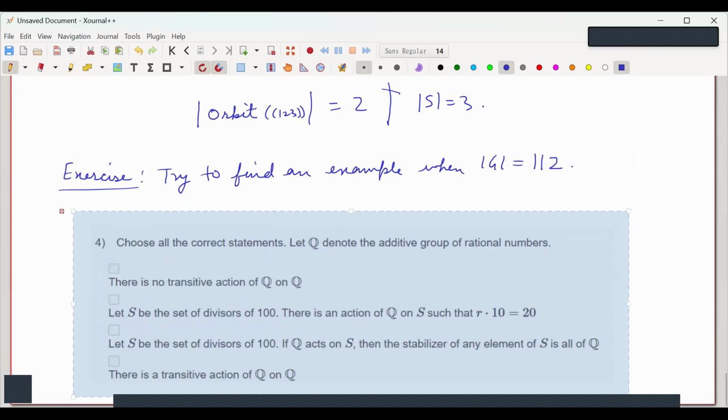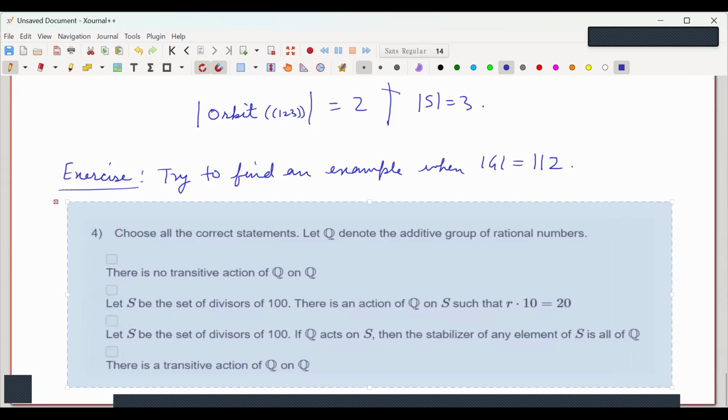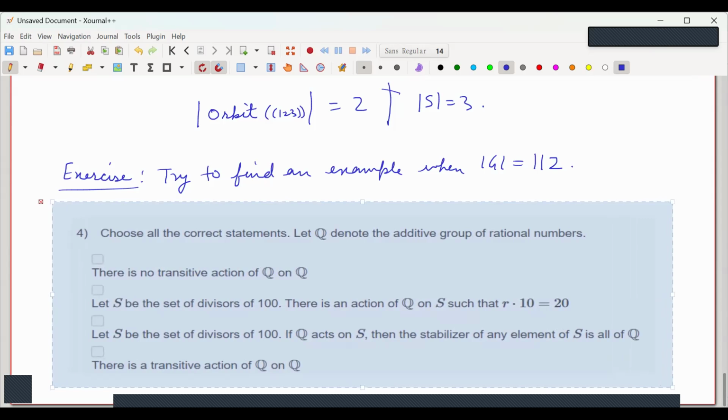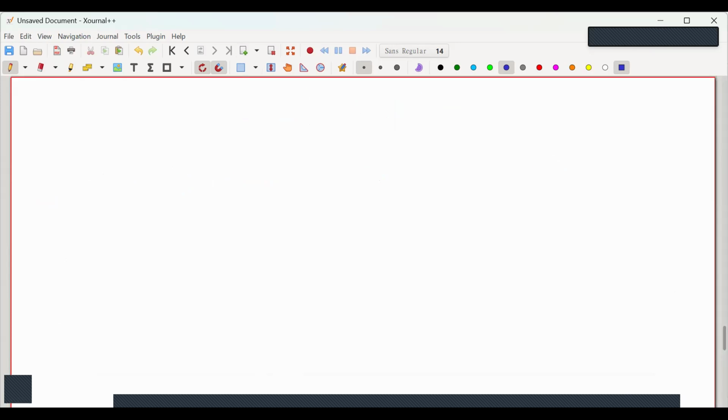So we need to choose all the correct statements. Q here denotes the group of rational numbers. First is there is no transitive action of Q on itself. You know what is a transitive action, right? Yes, sir. What is it?